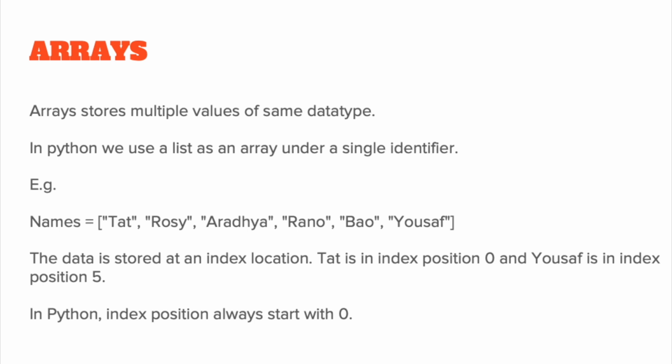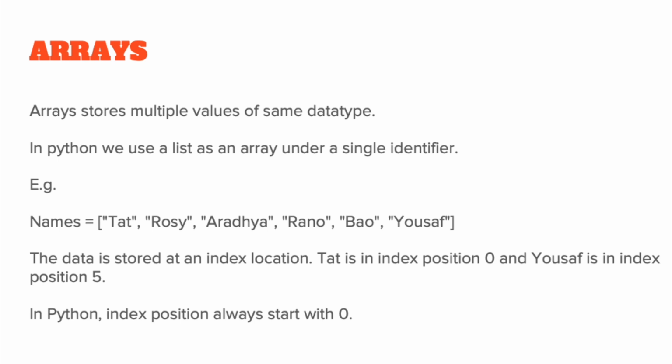The data that is stored in this array is at an index location, and we start with index 0 in Python. So Tat is at index position 0, Rosie is at index position 1, and Yusuf is in index position 5: 0, 1, 2, 3, 4, 5. And that's a total of 6 values. So just be very careful with the maths here. Because we're starting with 0, when we're running a loop, we've got to be careful about the end condition.